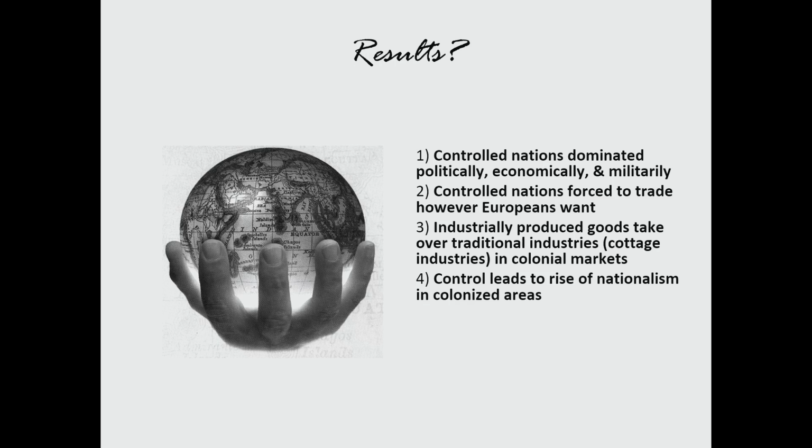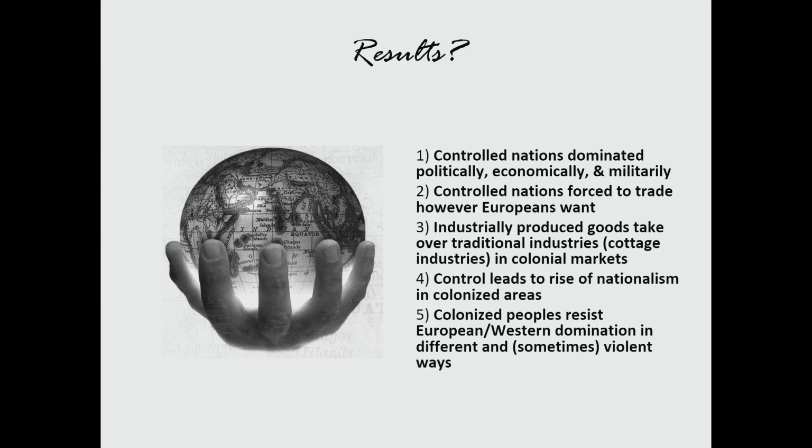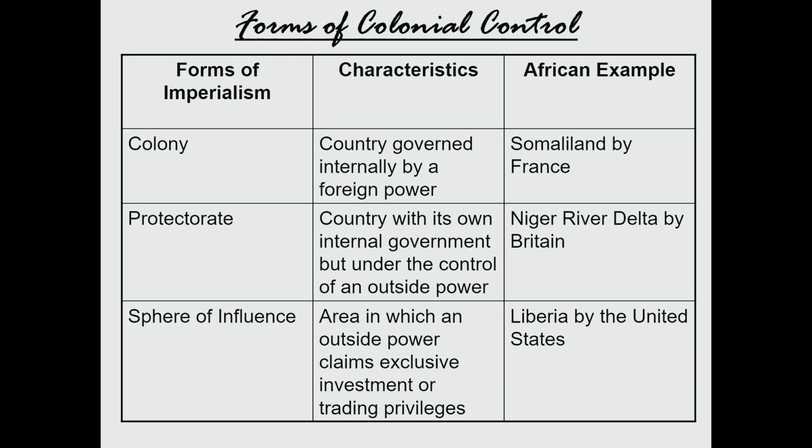Control will lead to a rise in nationalism in colonized areas, which will eventually lead to some pushback in these colonies against the Europeans. And lastly, colonized people resist European and Western domination in different and sometimes violent ways. It's just a review. You can look at this slide. I showed it to you today in class, the forms of imperialism. I went over them a few seconds ago in this video.